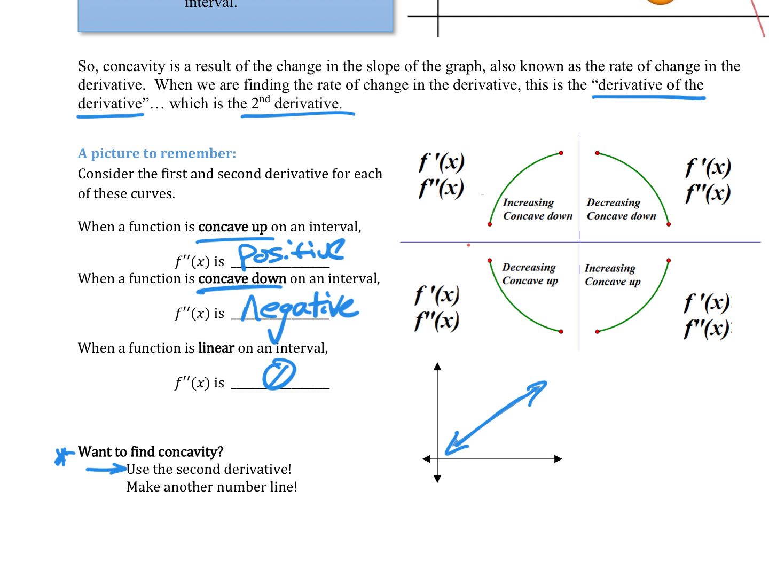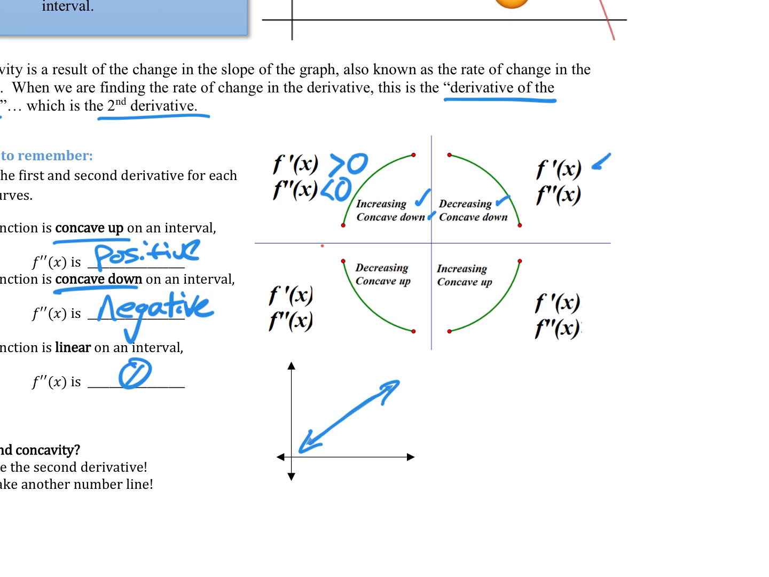When we're looking at a function and watching as it changes, the graph can change in 4 different ways. It can increase and be concave down. If that's the case, then increasing means the first derivative is greater than 0, and concave down means that the second derivative is less than 0. Or we can be decreasing. That means the first derivative is less than 0, and concave down, like this curve here. So that is going to be negative for the second derivative, less than 0.